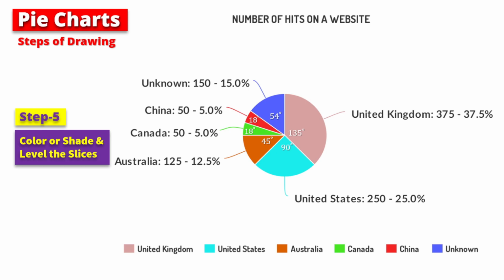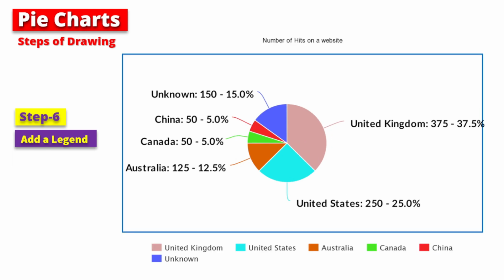In step 5, color or shade and label the slices. Label each slice with the category it represents and its corresponding percentage. To make the pie chart more visually appealing and distinguishable, you can use different colors or shading for each slice. In step 6, you have to add a legend. If necessary, include a legend that explains what each color or slice represents.